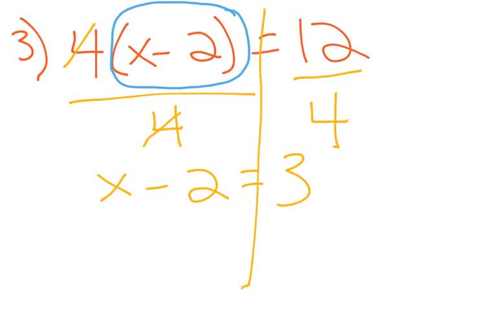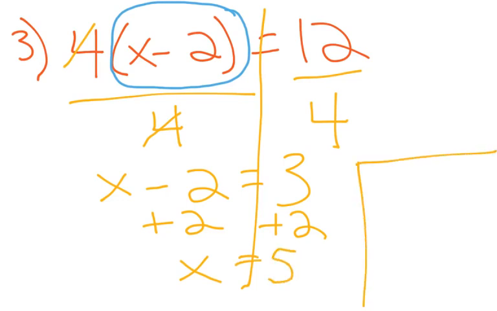I forgot to put my line down. If that helps you, it really does help some people. Then the opposite of subtract 2 is add 2, so x should be 5. So when I check my problem, I should be able to take 4. I'm going to put a number there, minus 2, and see if it equals 12.